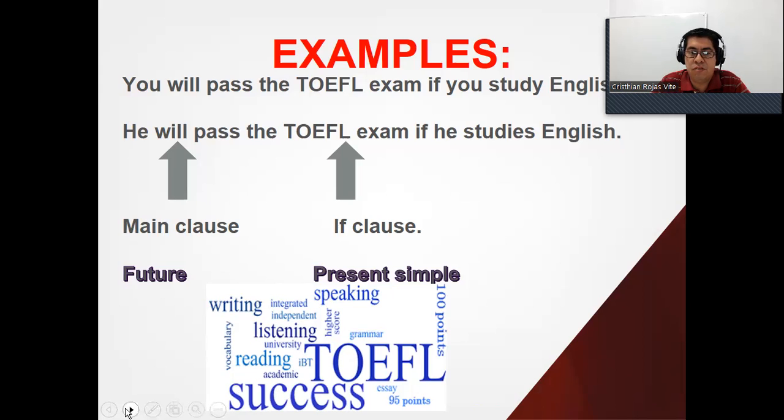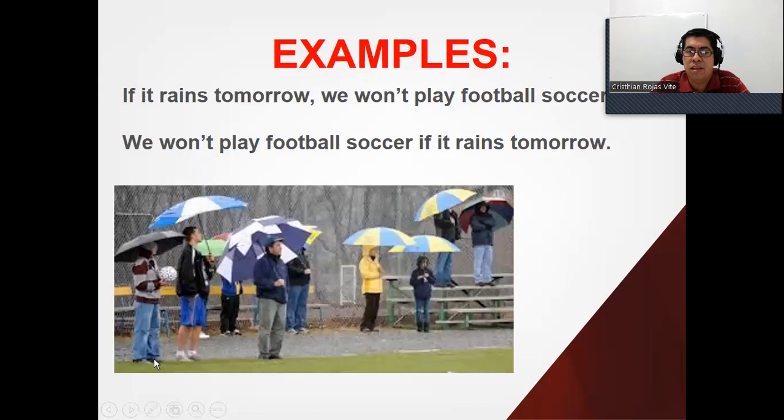So let's move on to the next information. It says, if it rains tomorrow, we won't play football, soccer. So now you observe that over here, we're using the present simple tense. If it rains tomorrow, then we have the future, but this time it is negative. Won't play football, soccer.